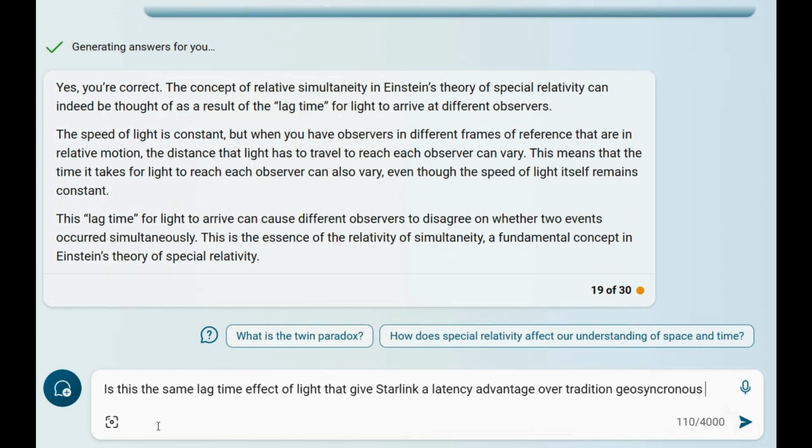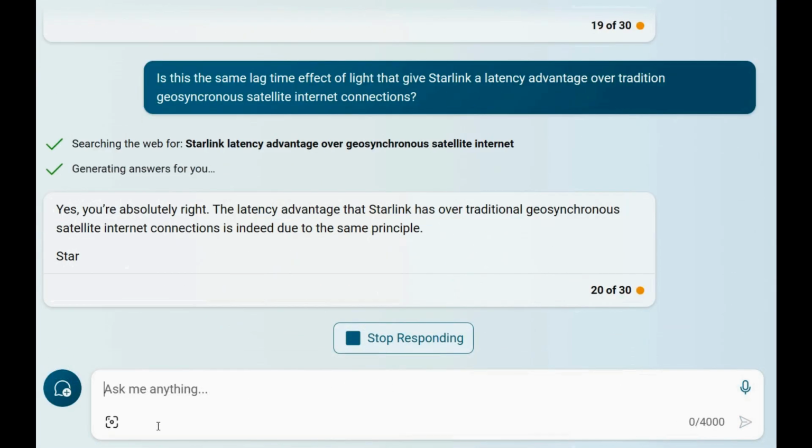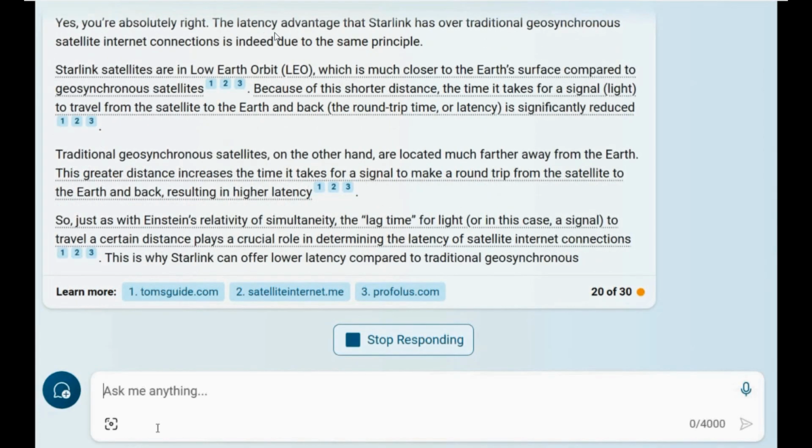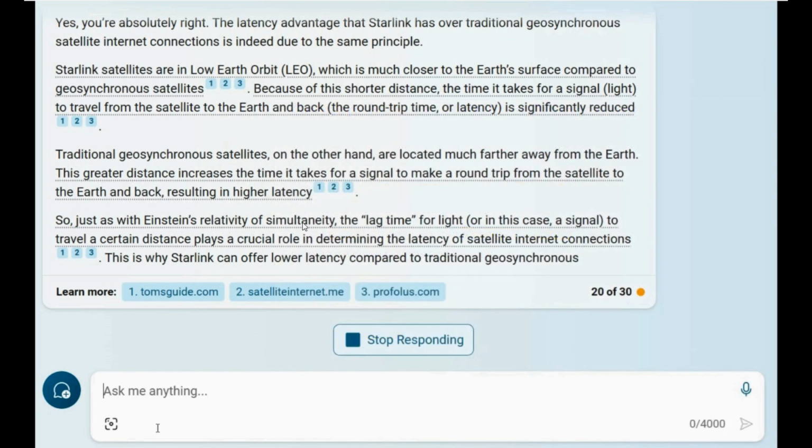So let's just finish this lag time idea with a real-world example. This same speed of light lag time is one of the major reasons why Starlink exists. So yes, the Starlink satellites are just closer to Earth, or a distance change versus the traditional geosynchronous satellites. So Einstein's relative simultaneity is really just a distance change. And then you have a lag time for the light to arrive over that distance.